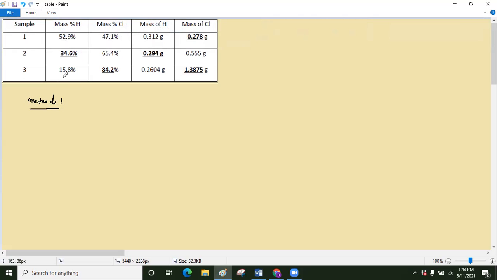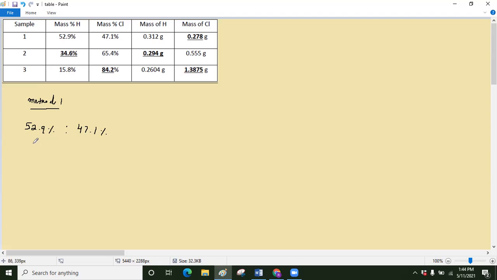We can say that 52.9% is hydrogen, and 47.1% is chlorine. In other words, for every 52.9% of hydrogen within the sample, we will have a corresponding 47.1% of chlorine. And of course, this makes sense because if you have 52.9% of something, then the remainder, out of 100%, will just be however much percentage is remaining to get to 100.